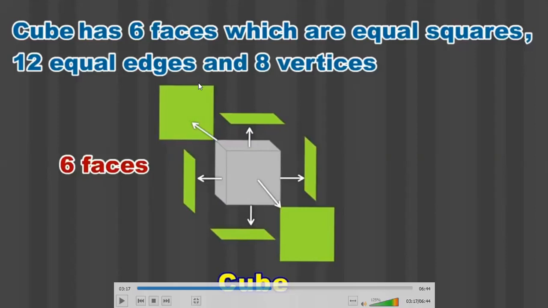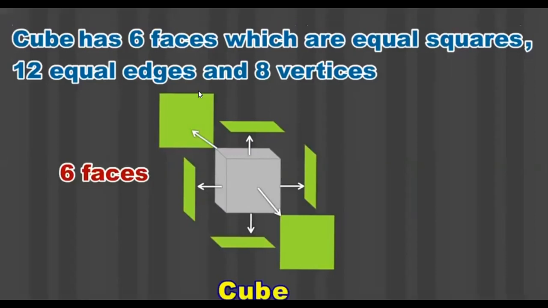So how many faces are there in a cube? Yes, guys, tell me how many faces are there in a cube? Six. One, two, three, four, five, six faces. Very good.